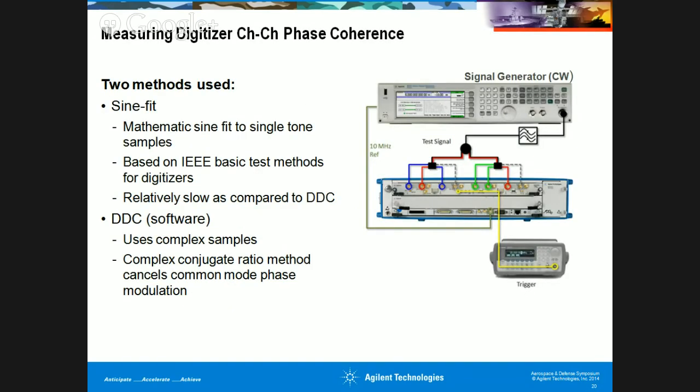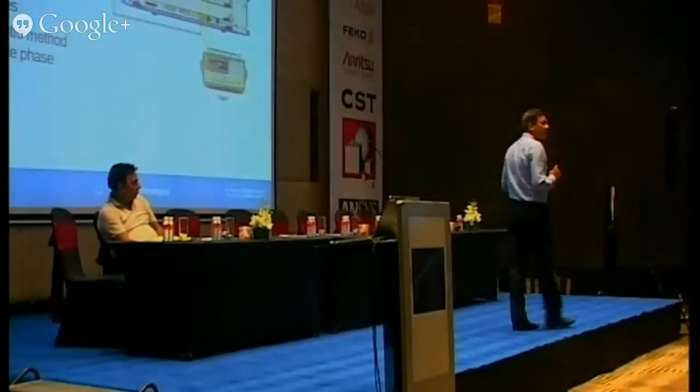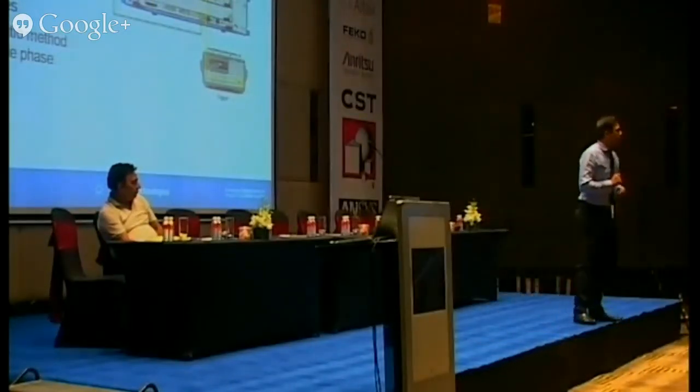To do this, we have two methods. One is called the sine fit method, the other is called the DDC method. The digital down converter can also be implemented using software techniques. It uses complex samples, and the complex conjugate ratio method cancels the common mode phase and modulation. Your sine fit method is mathematically a sine fit to the single tone samples. It is based upon the IEEE basic test methods for digitizers, and it is relatively slow compared to the digital down converter.